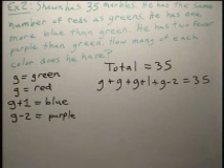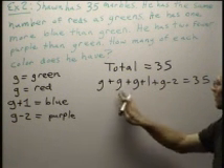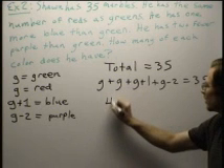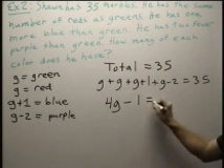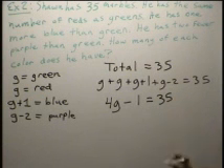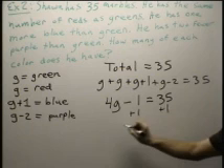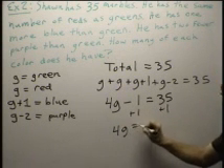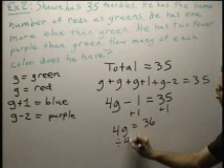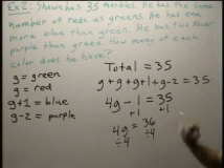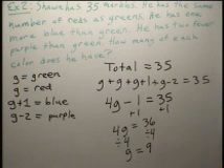Now that we have the equation, we solve it. So in this one, we simplify. G plus G plus G plus G is 4G. 1 minus 2 is a negative 1, so 4G minus 1 equals 35. Now we can isolate our variable term. 4G equals 36. Now we can isolate our variable by dividing by 4, and we have G equals 9.